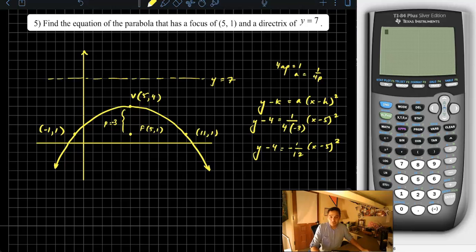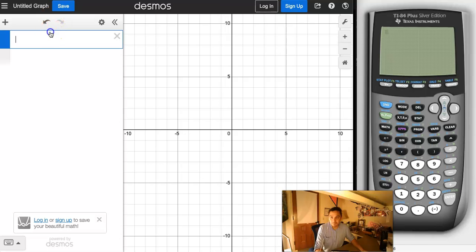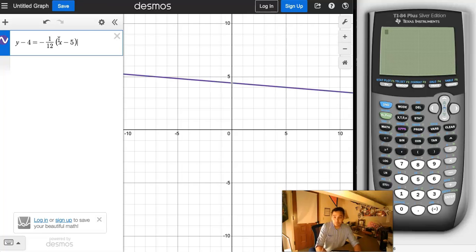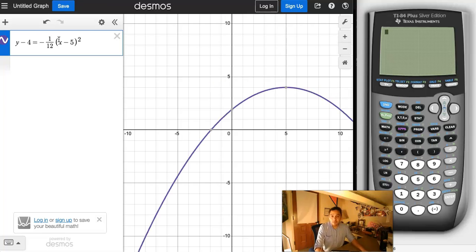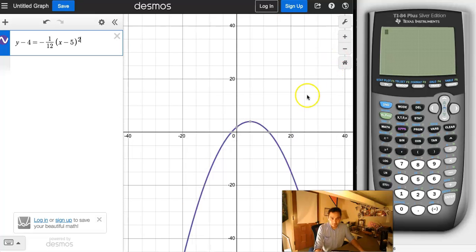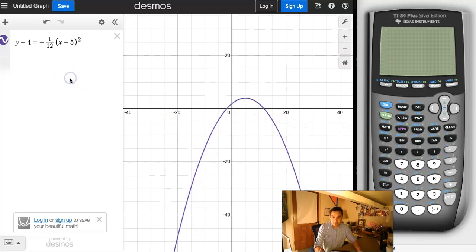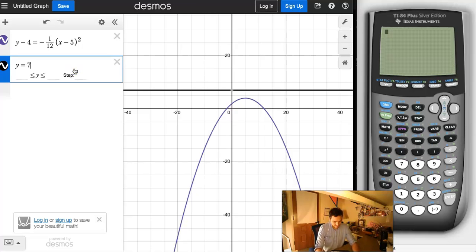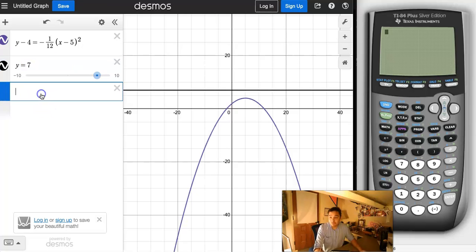Again, we're going to quickly check it. We could check it on our calculators, but I have Desmos open from some of the previous problems, and we're just going to use that for right now. y minus 4 equals negative 1/12 times (x minus 5) quantity squared. Let's zoom out just a little bit. In the problem, it was given that the directrix was y equals 7, and (5, 1) was just a point. Oh, sorry, (5, 1) was a point.